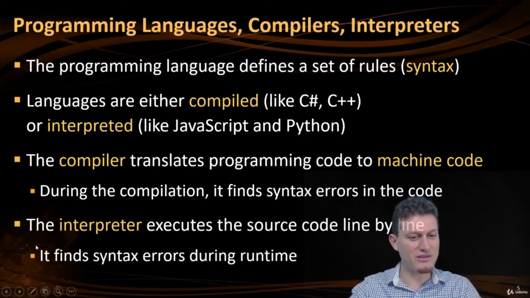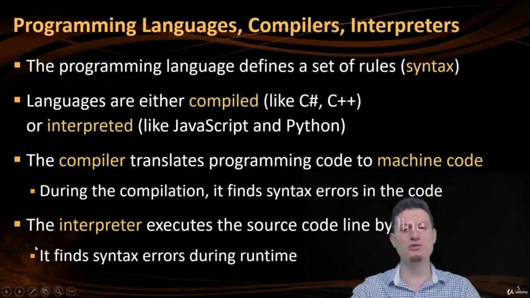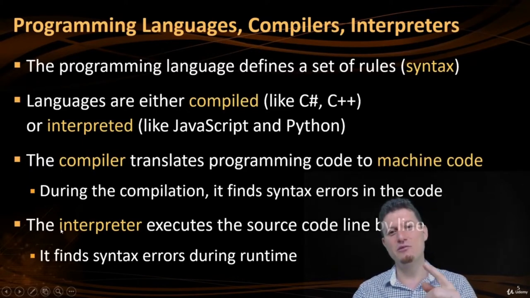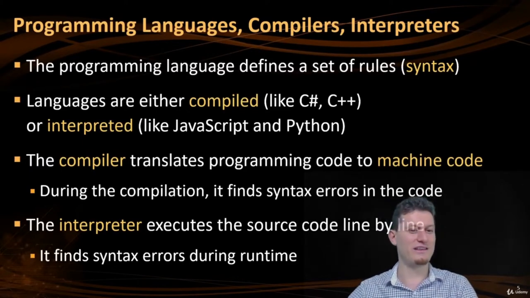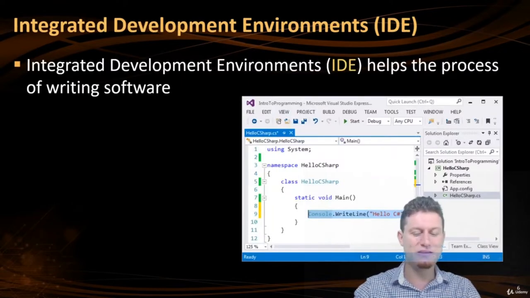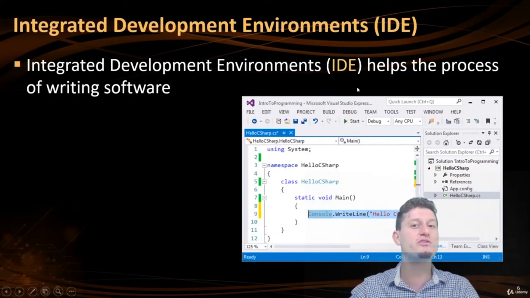The interpreters run differently. They execute the code directly, line by line. So for example, they just see the line, read it, and execute it. It finds the syntax error during the runtime, not directly before that, like the compiler. And I can illustrate all this using the Visual Studio Integrated Development Environment.